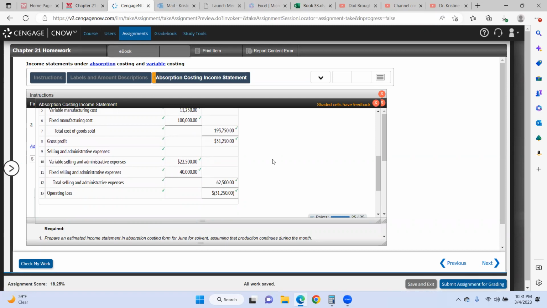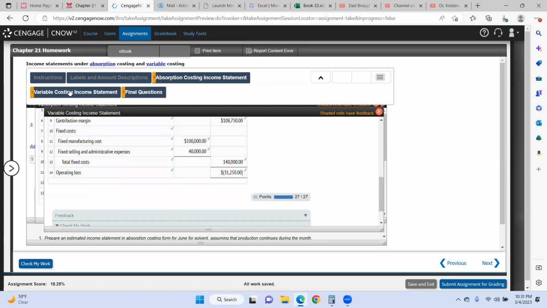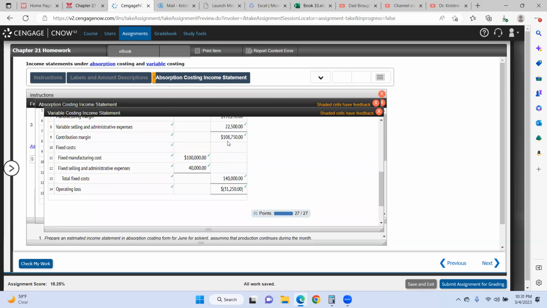So you can choose, and we're going to see this in future chapters, that I'm still covering a portion. Let's look at the variable income statement. I've got 108,750 of my contribution margin to contribute to the 140,000. If I stop this production completely, I'm going to have an operating loss of 140,000. So we've got to choose which one we want. Even though we're taking a loss, we're still covering some of it.